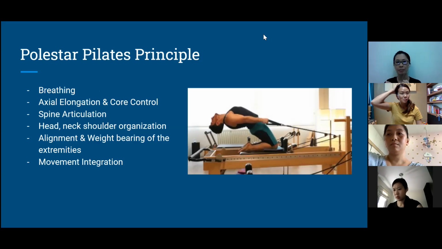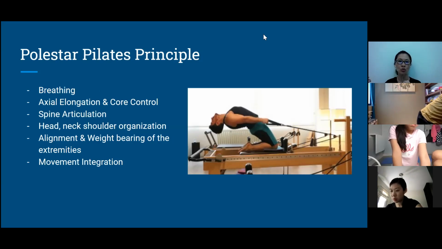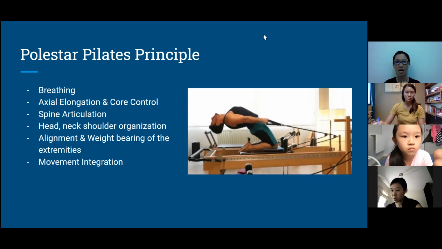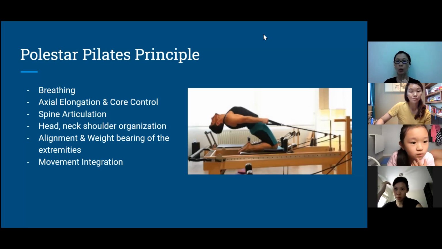So I'm using this Postural Pilates concept. Six Pilates concepts: breathing, as I said just now, when you move your arms, you tend not to breathe. Principle number 2 is exhale, elongation and core control. You elongate your spine and you work on your core muscles. And spine articulation, we have to let our spine move freely. And head, neck, shoulder organization.